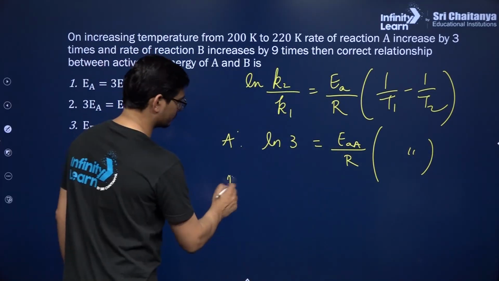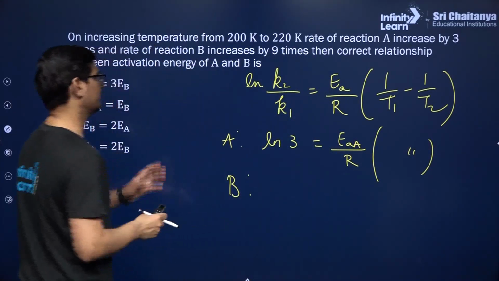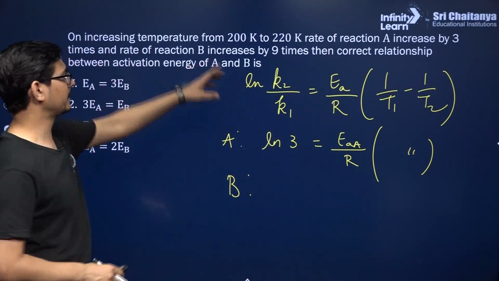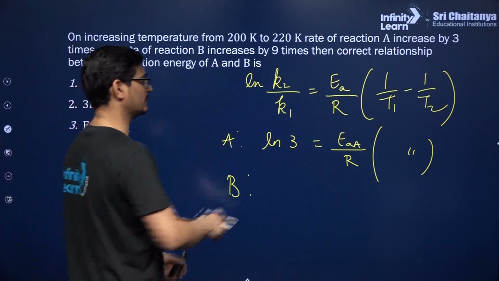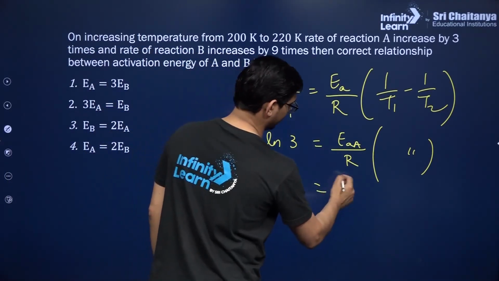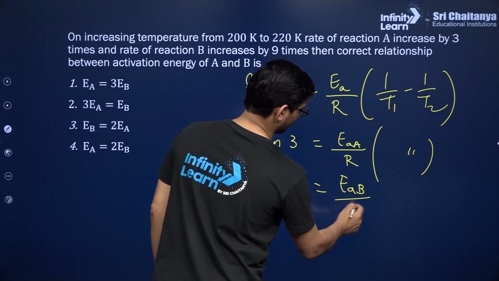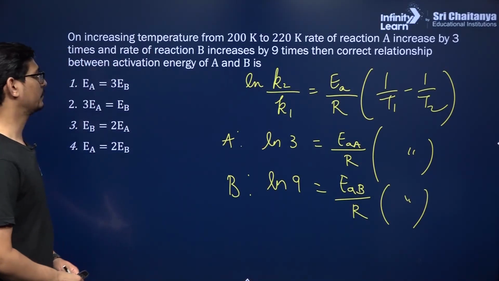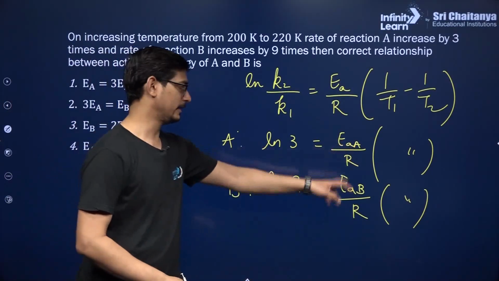For B, when the temperature is raised again from 200 to 220, this time the rate of reaction increases by 9 times. So this time K2 by K1 is 9. So it is ln 9, and this is activation energy of B divided by R, with the same temperature term. So what is the correct relationship between the activation energies of A and B, that is EaA and EaB?